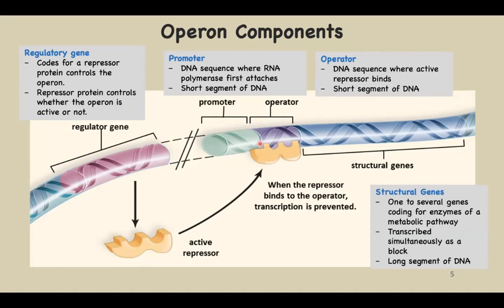Okay, the next one is the promoter. Promoter is the DNA sequence where the RNA polymerase akan attach. Okay, it's only a short segment of DNA kat sini. And the next one is the operator.